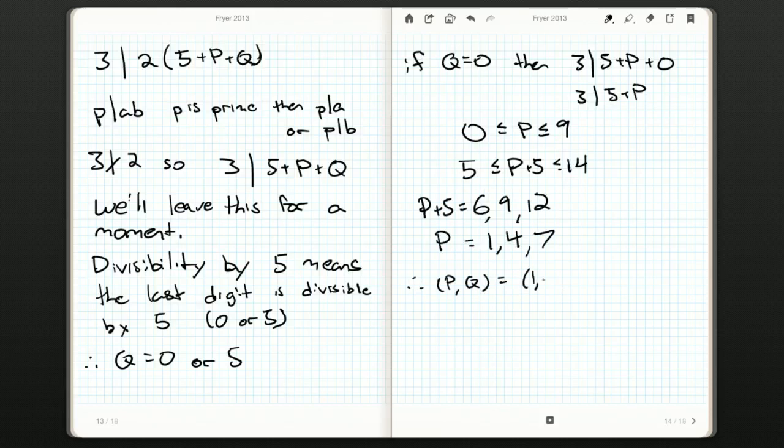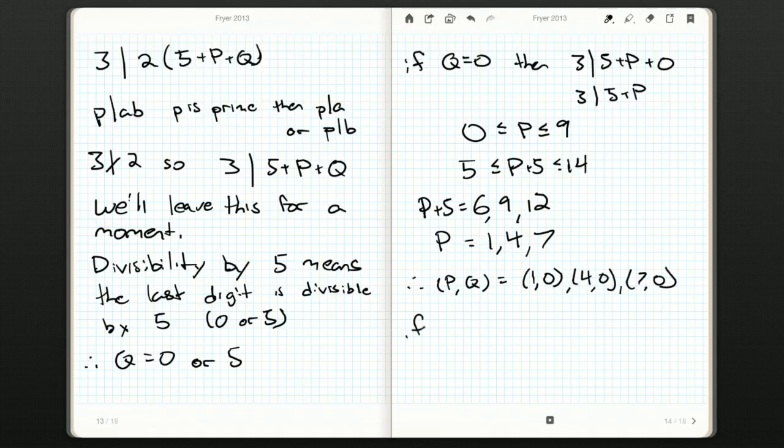So PQ can be 1, 0, 4, 0, or 7, 0. And we could double check. 1, 2, 3, 4, 7, 0, 7, 0. Is that divisible by 15? It absolutely is. Okay. So that's one way of doing this.